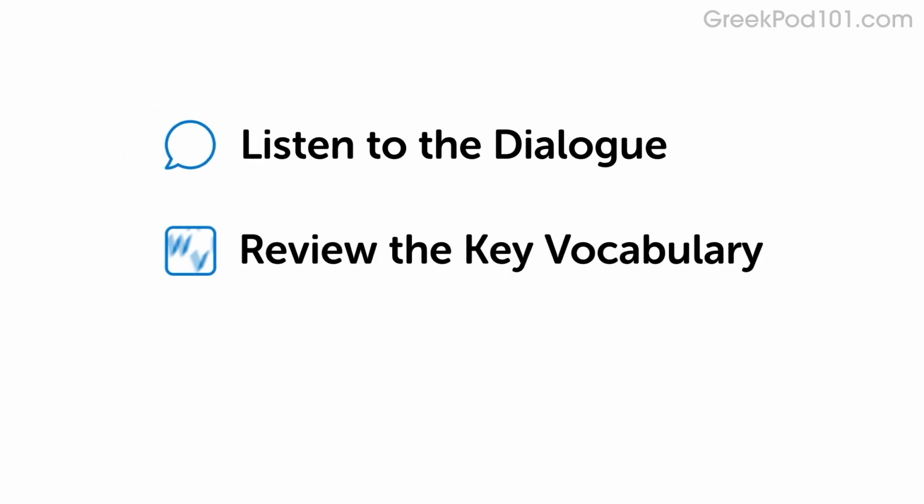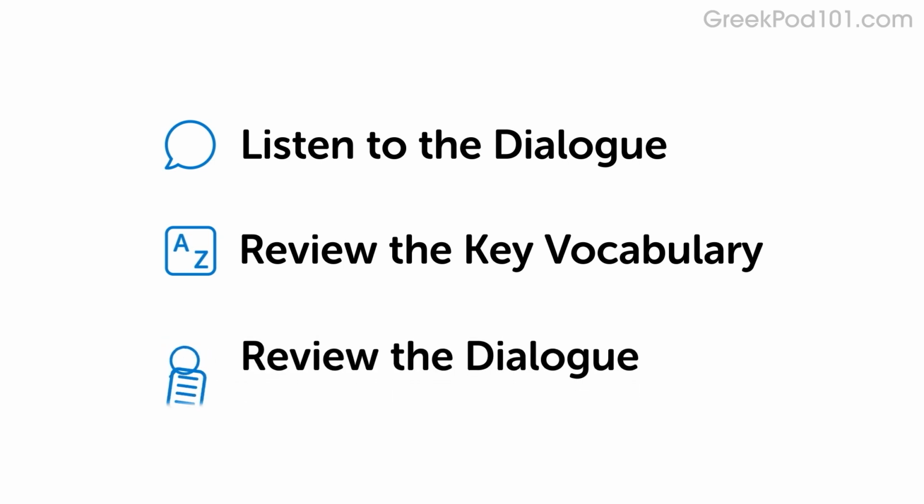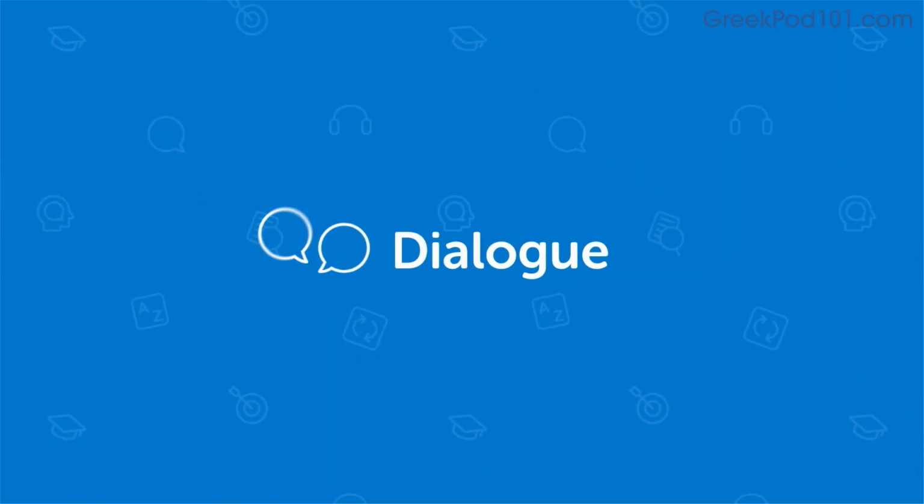In this lesson, you'll listen to a dialogue with the text. Second, you'll review the key vocabulary followed by the English translations. And finally, you'll review the dialogue with the text again to master what you learned. First, listen to the dialogue with the text on the screen.